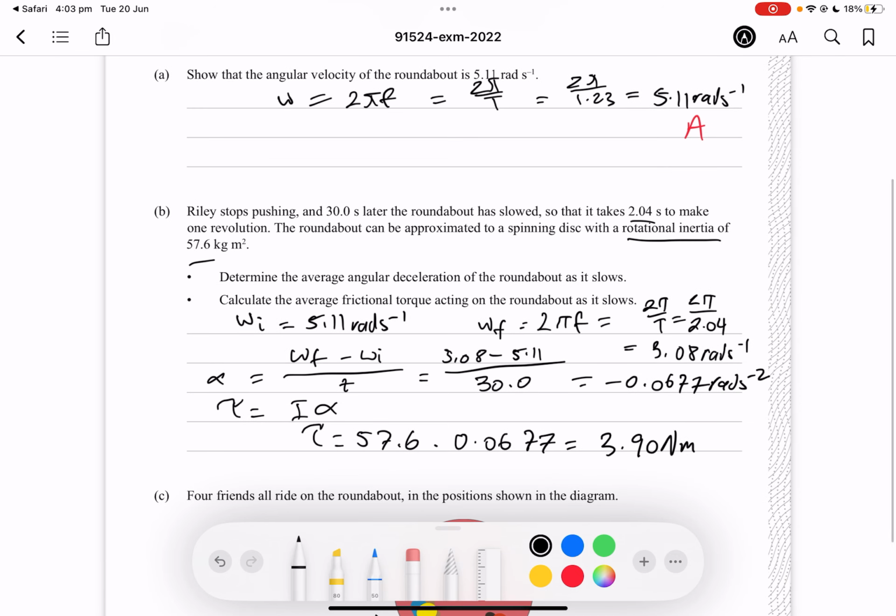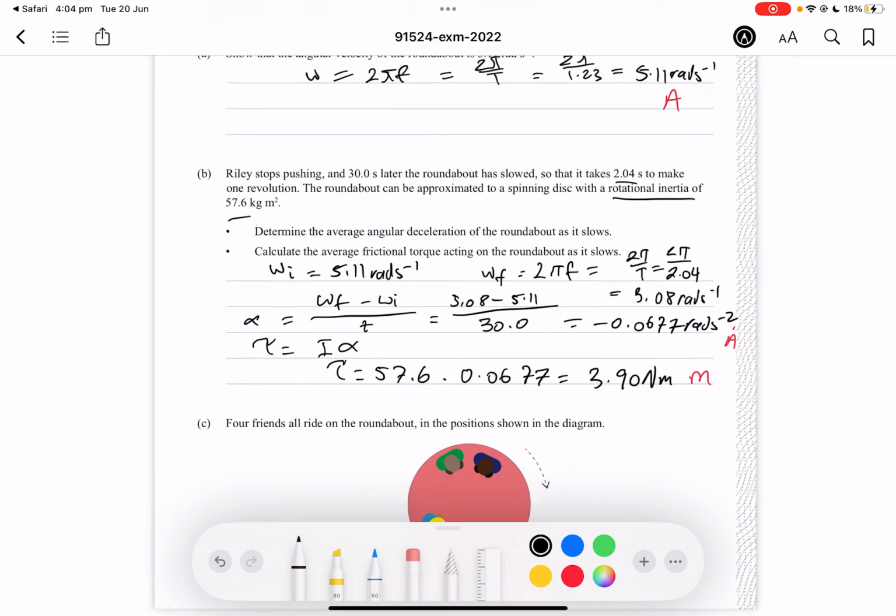So that would be the average frictional torque acting on the roundabout, and this would be a merit level question if you can get the correct final answer. So it would be merit if you can get up to here. And for achieved, a correct angular acceleration or correct equation, so if you can get the correct angular acceleration, up to this step here, you will get an achieved grade there.